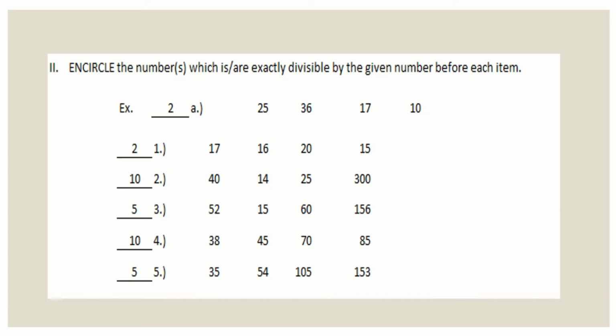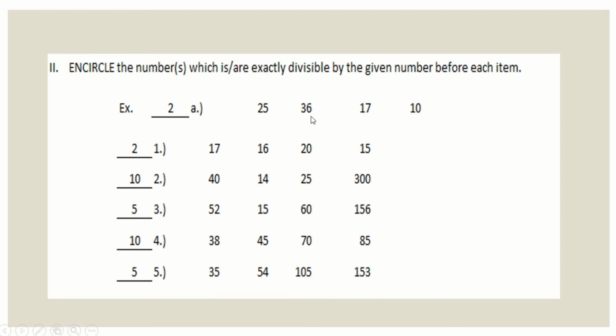Here's the activity that you have to answer using the divisibility rules. The direction says, encircle the number or numbers which is or are exactly divisible by the given number before each item. So letter A, this is your example. Which among these numbers are divisible by 2? So let's analyze. Is 25 divisible by 2? It does not end with an even number, so no. So you're not going to encircle this.